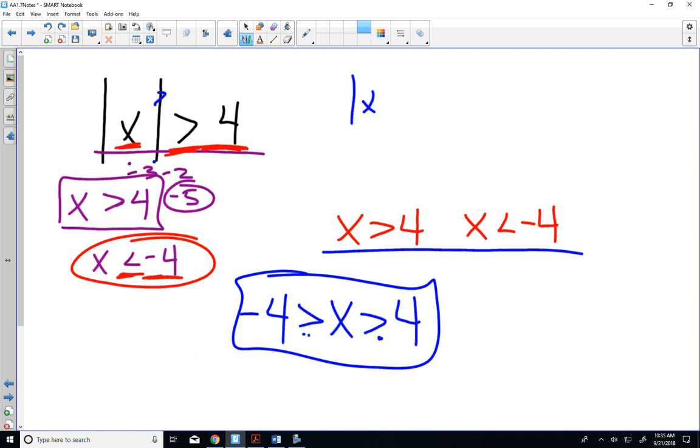Now, if you have something like the absolute value of x is greater than a negative 2, well, anything you put into here is going to be greater than negative 2, so this would be all real numbers would work.